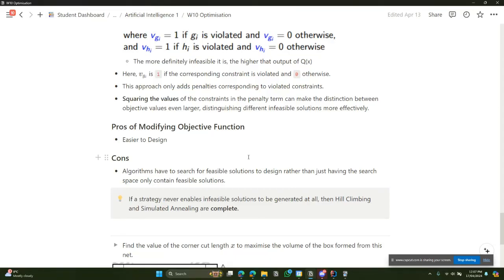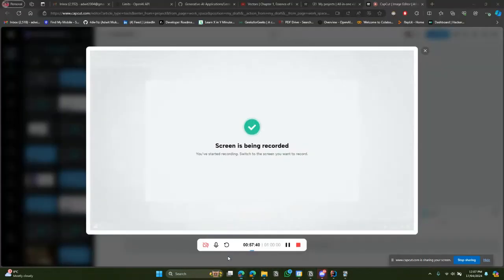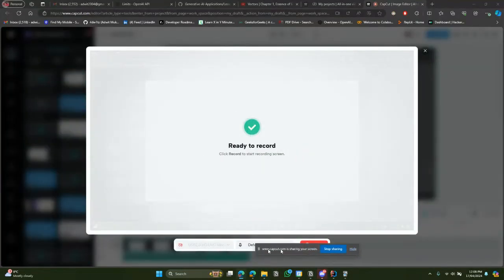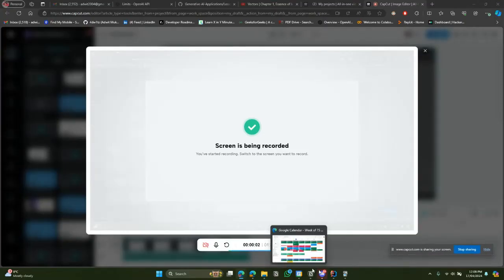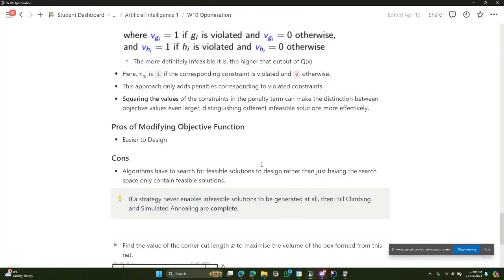Unlike algorithm operators, where we modify the search space, oh, has the recording ended? Hang on, let me just check. We are at 57 minutes. Okay, yeah, we're recording again. Great. So let's go back. What was I saying?